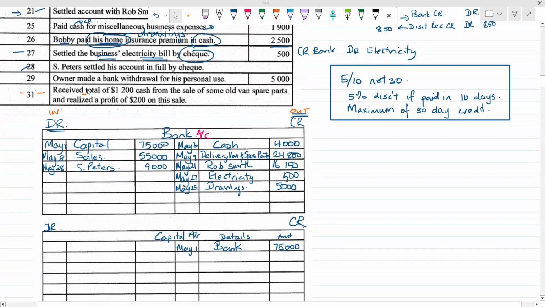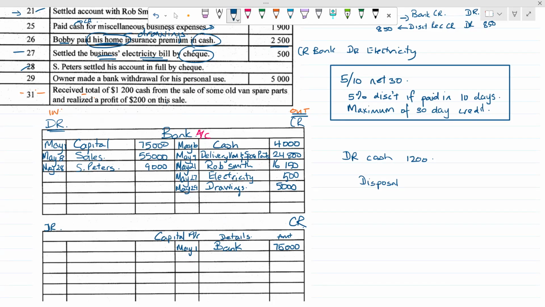On the 31st, we received a total of $1,200 cash from the sale of some old van spare parts and realized a profit of $200 on the sale. Right? So just a couple of things going on in it. We're gonna get cash, so we debit cash for $1,200. But we also have to have something called a disposal account. Spare parts.